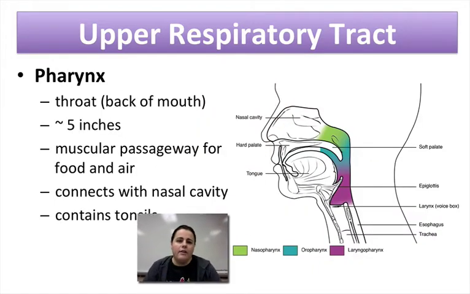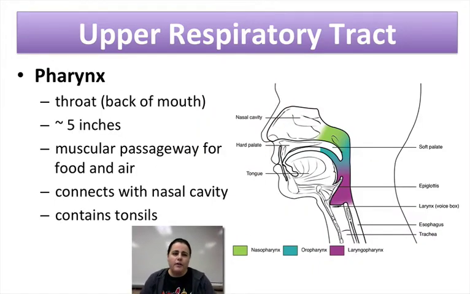The next part of the upper respiratory tract, and the last part, is the pharynx. The pharynx is more commonly known as the throat, and it's only about 5 inches long, but it is separated into 3 sections. The part that's closest to the nasal cavity is called the nasopharynx. The part that's closest to your oral cavity, or your mouth, is the oropharynx, and the part that's closest to your larynx, which is the next part down, is called your laryngopharynx. Either way, they're highlighted in that picture.